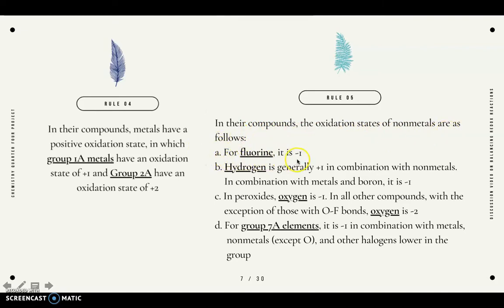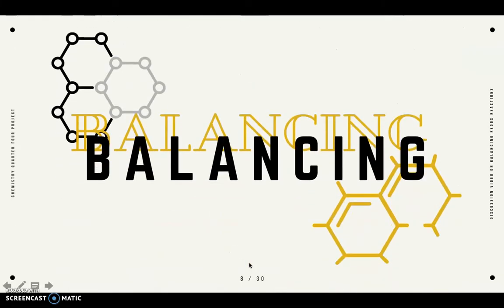For fluorine, it is negative 1. Hydrogen is generally positive 1 in combination with nonmetals. In combination with metals and boron, it is negative 1. In peroxides, oxygen is negative 1. However, in all other compounds, with the exception of those with oxygen and fluorine bonds, oxygen is generally negative 2. For group 7A elements, they are negative 1 in combination with metals, nonmetals except oxygen, and other halogens lower in the group. At this point, let us now apply these rudimentary concepts in balancing actual redox reactions.